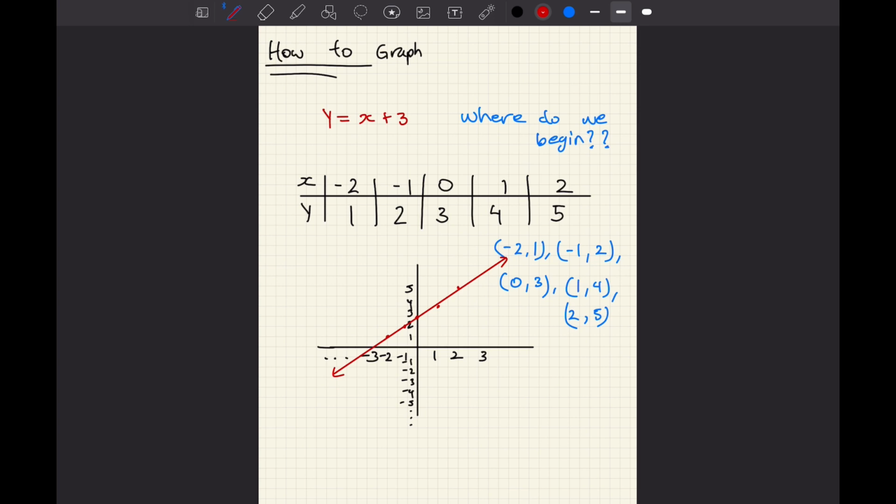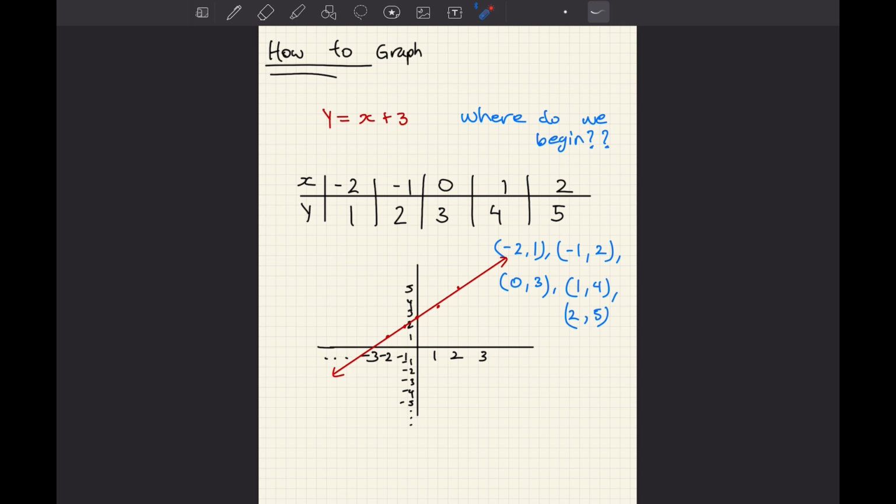That when I plot these points on a Cartesian plane, I will end up drawing this equation's graph. So what did I do? I created a set of values. I then found random values of x. So I just chose these values of x because they were neat. And then I found y values for each of the x values that I chose.